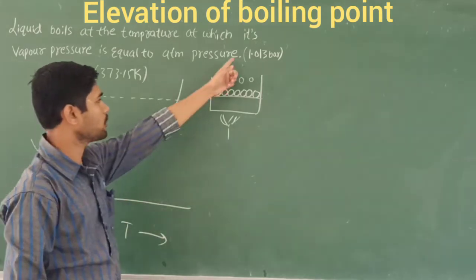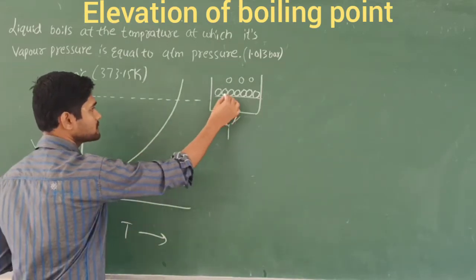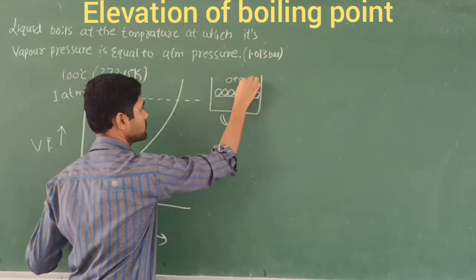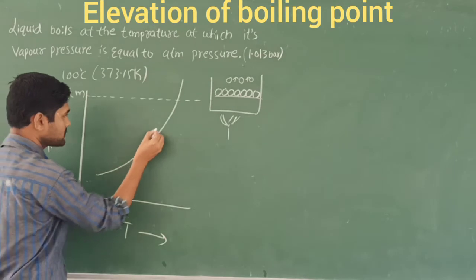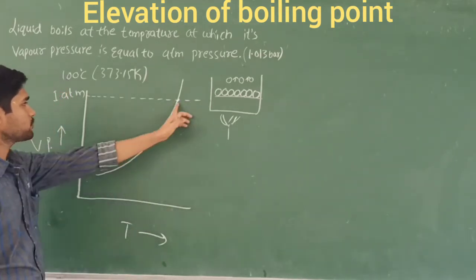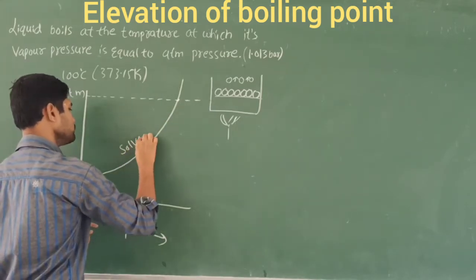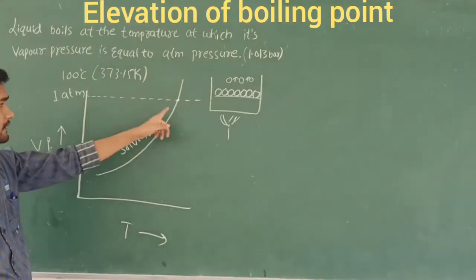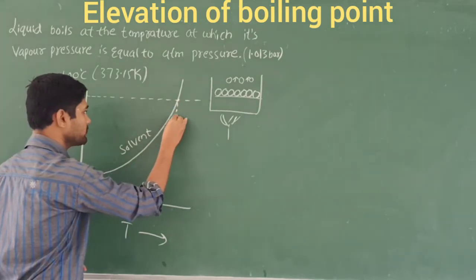How much will it be? 1.013 bar. So when you start heating this pure solvent, it starts boiling and the vapor pressure goes on increasing as you increase the temperature. The vapor pressure of the solvent which crosses this 1 atmospheric pressure, at this stage we are going to call it the boiling point according to the definition.